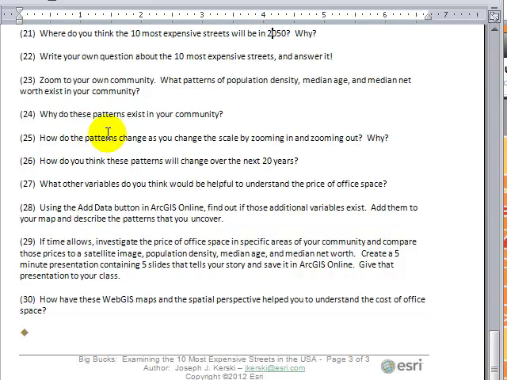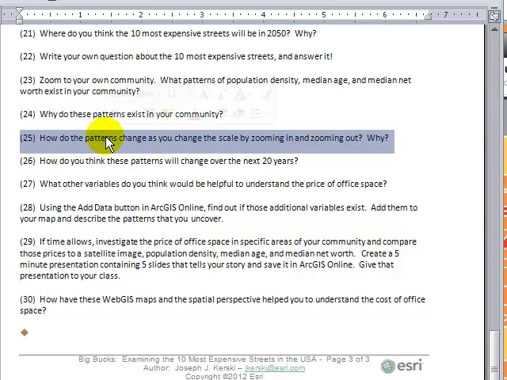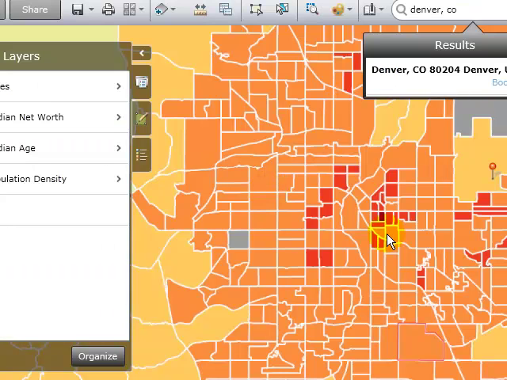Okay, we've talked about doing this for your own community and looking at patterns that might exist in your own community. Sometimes, though, the lack of pattern is just as interesting geographically as a pattern. How do the patterns change as you change the scale by zooming in and zooming out? Why? Let's take a look at that for Denver.